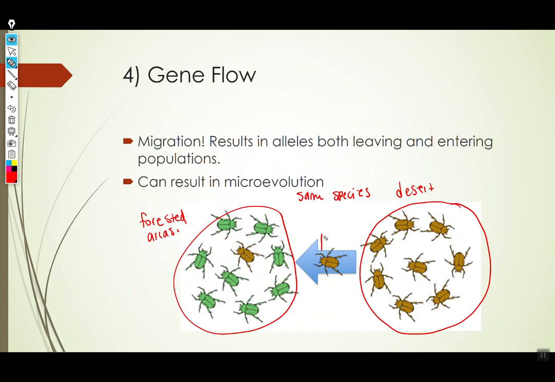So, maybe this tan bug is like, I'm out of here. He's tired of life in the desert. He's tired of being eaten by roadrunners. He wants to go to the forest. And so he arrives at the forested area and he can bring his tan shell allele into this population of green bugs. So now, assuming that these green bugs recognize him as a potential mate and would mate with him, now this population has a new allele that it didn't before. Now it has the tan shell allele.